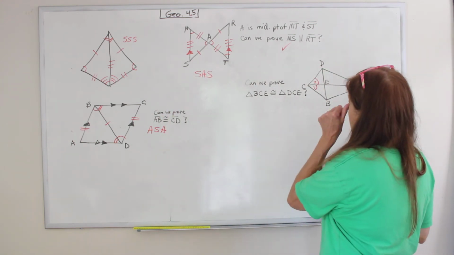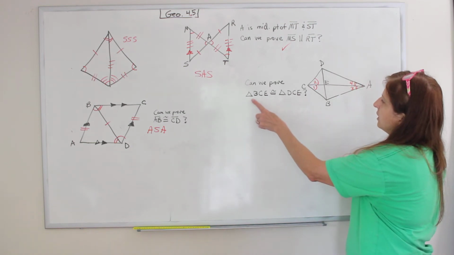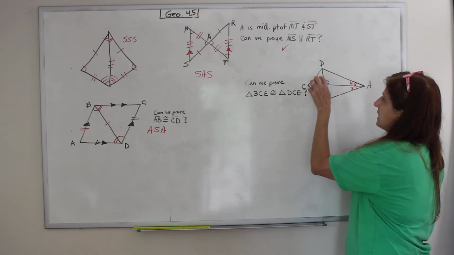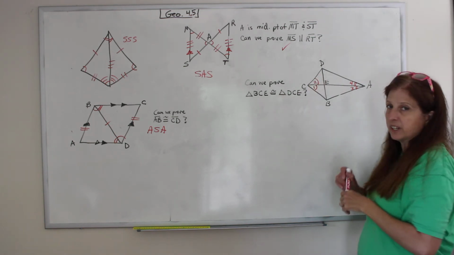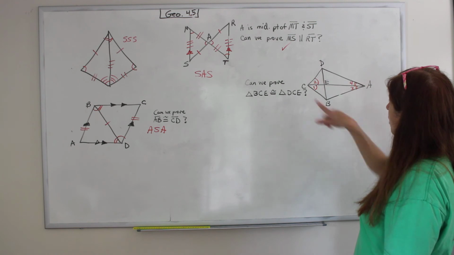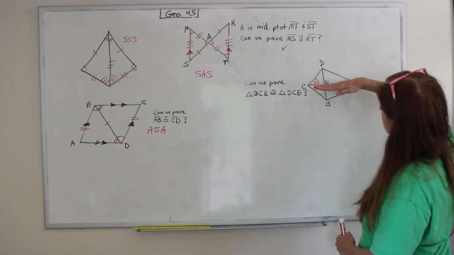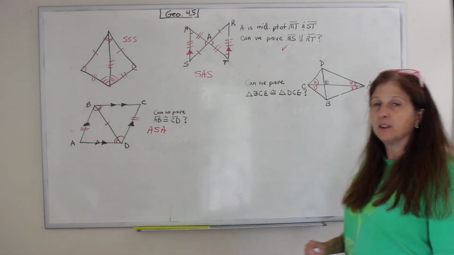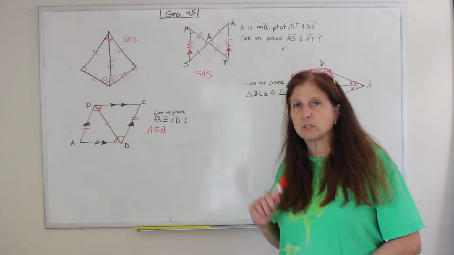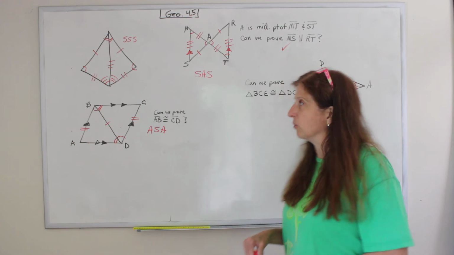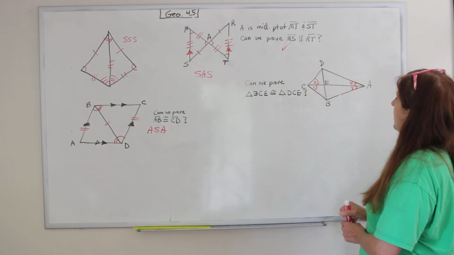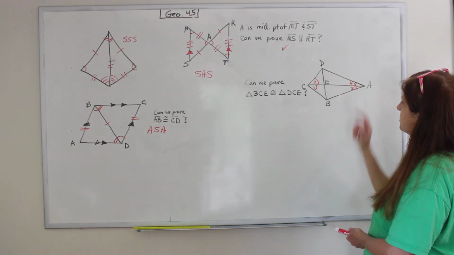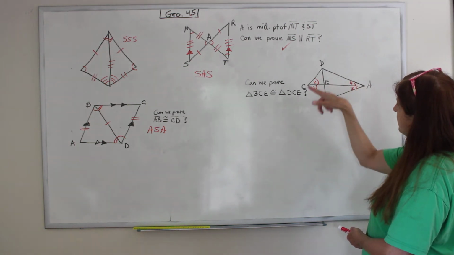Okay, how about this one? Can we prove that triangle BCE, that little triangle, is congruent to this little triangle? Well, how we're going to do it is by using the whole shape. We're going to prove that this big triangle equals that big triangle, and then we can use corresponding parts of congruent triangles are congruent. So let's think about what we know here. They told us that angle 1 is congruent to 2 and 3 is to 4, and those are the angles of this big triangle.